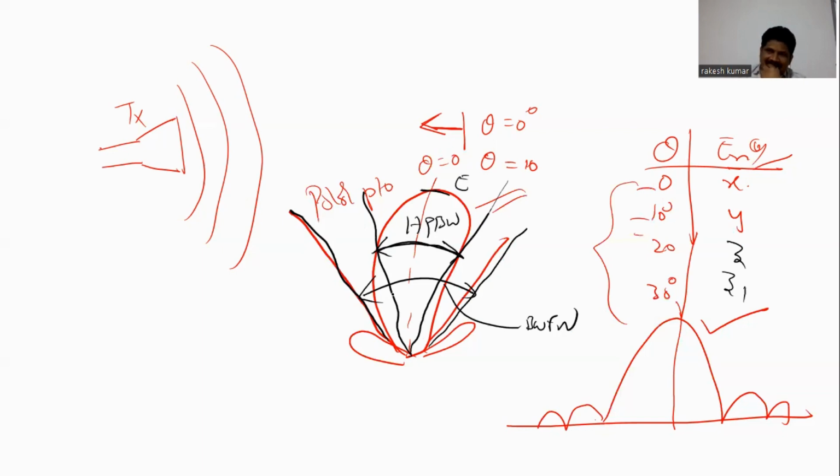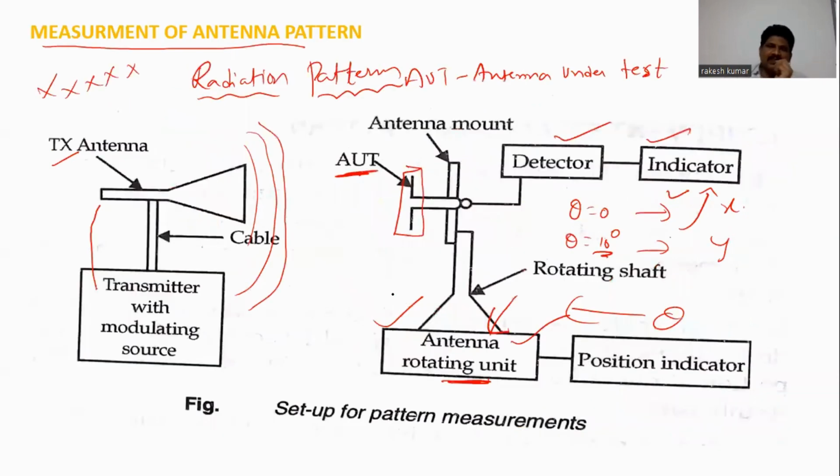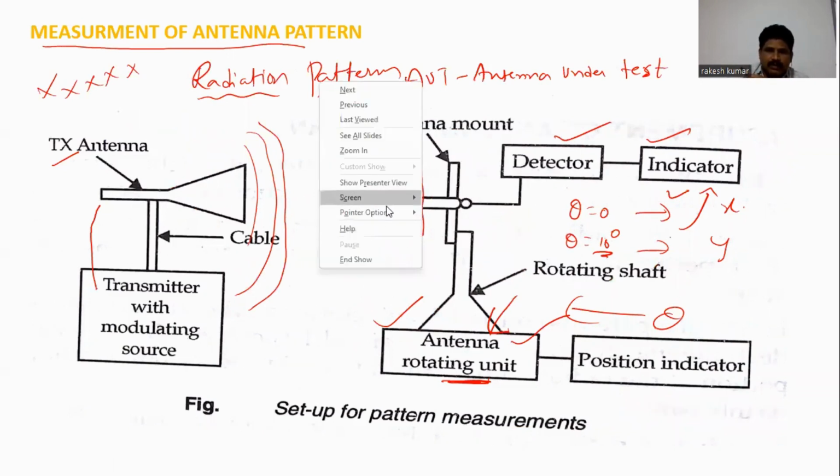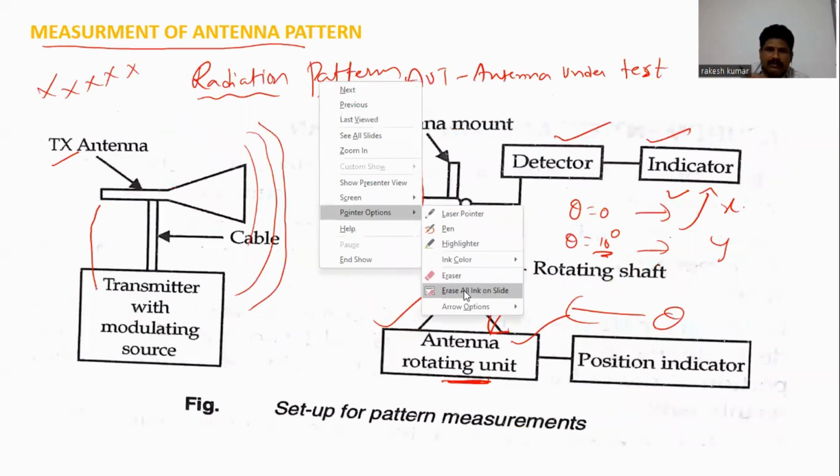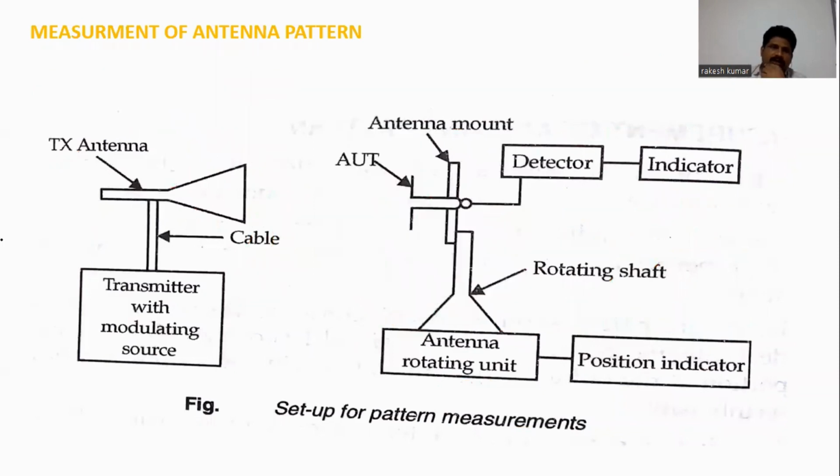So this is how you can calculate various parameters once you obtain the radiation pattern. This setup is very, very important for calculating various parameters. This is the transmitting antenna, and the transmitting antenna is fixed.